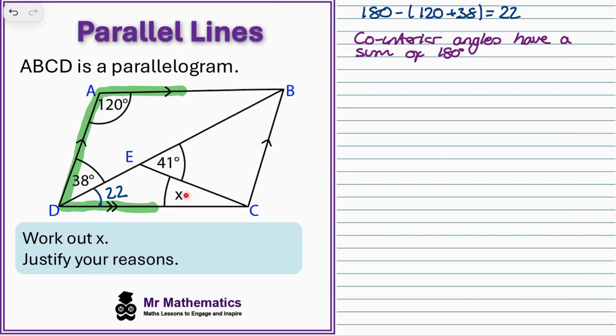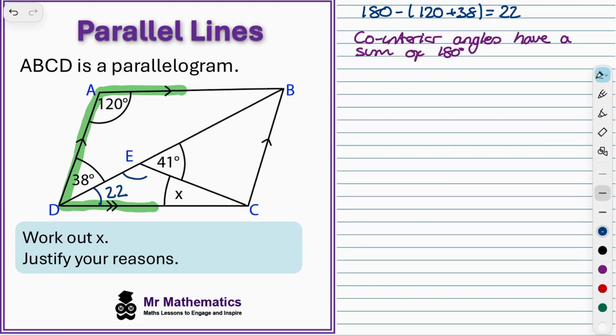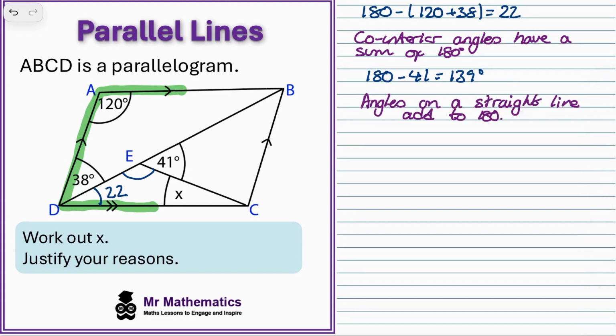And then we can work out angle X using angles in a triangle. So we just need to find this angle here. And we can see that this angle lies on the same straight line as this 41 degrees. So we'll have 180 minus the 41, which will give us 139 degrees. So we need to state that angles on a straight line add up to 180. And again, I'll include this on the diagram, 139.